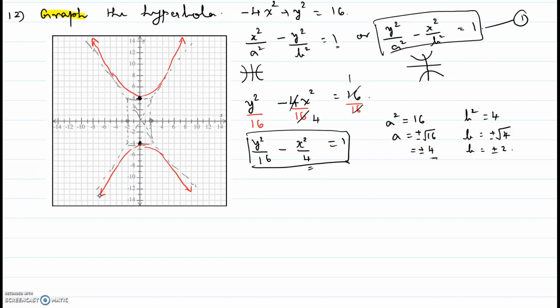We want to just label those points. 0, 4 and 0, negative 4 are the important points. The center of the hyperbola is the origin, and these points, 2, 0 and negative 2, 0, are points on the x-axis. 0, 4 and 0, negative 4 are called the vertices, say V1 and V2, and C, the origin, is called the center of the hyperbola.